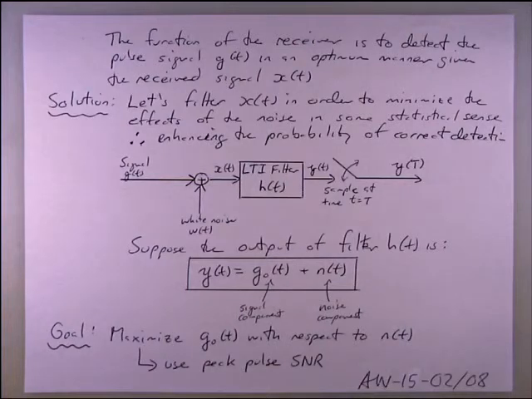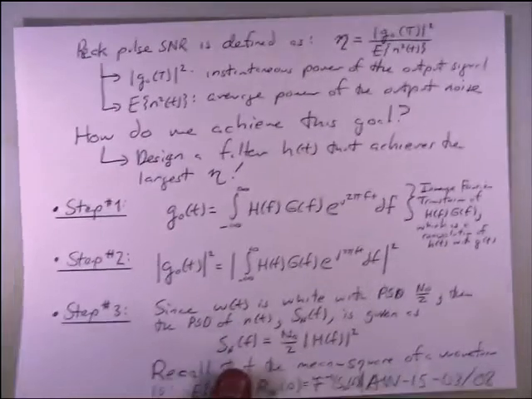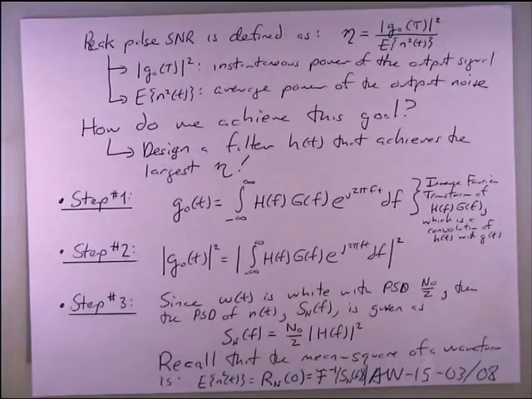So how do I do that? It's a multi-step process. First thing is, let's define what the peak pulse SNR is. It's equal to, it's nu, equal to the magnitude squared of g naught of T equals big T. That's our sampling instant, big T.